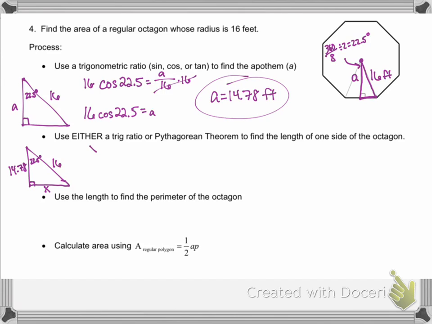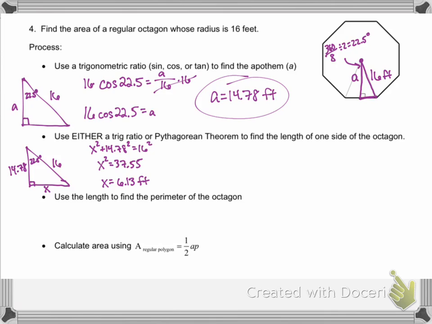I'm going to go ahead and do, once, like I said, Pythagorean theorem. So we know the x and the 14.78 are the legs, 16 is your hypotenuse. So from there, the goal is to get x by itself. So we'll have x squared equals 37.55. And that base is equal to roughly 6.13 feet.